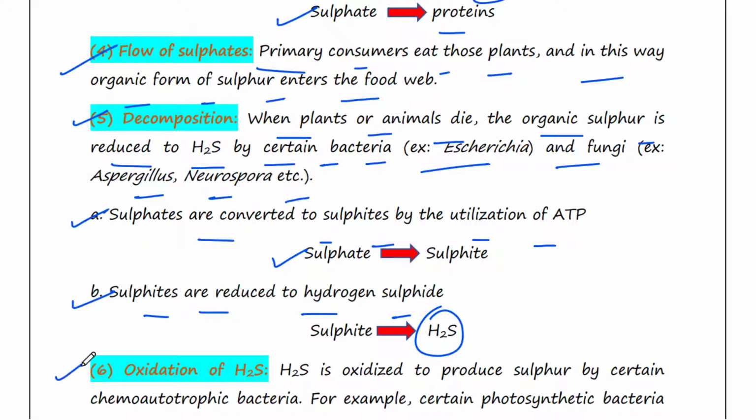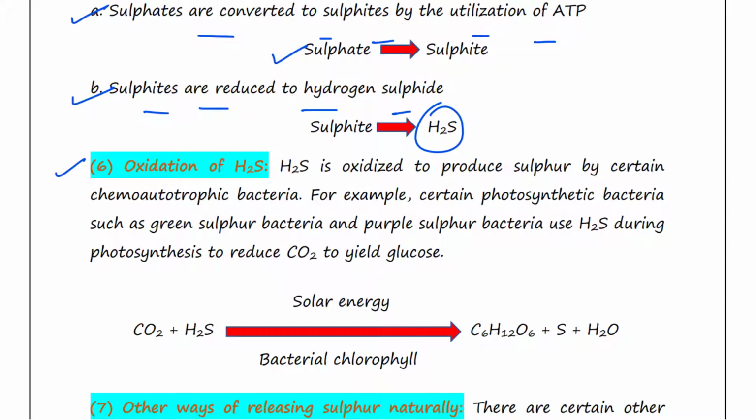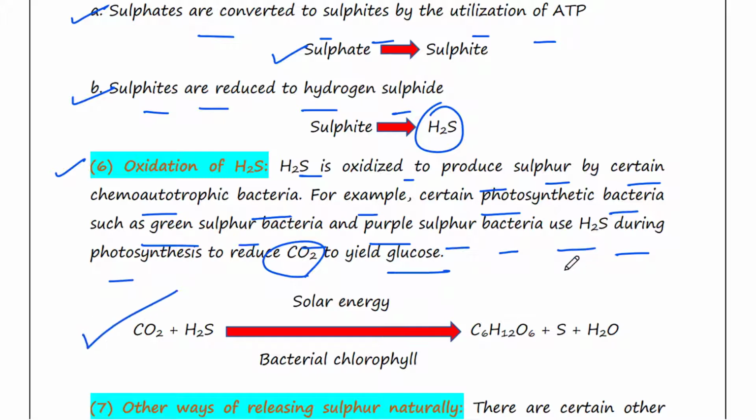And the next step is oxidation of hydrogen sulfide or H2S. Okay, so H2S is oxidized to produce sulfur by certain chemoautotrophic bacteria. For example, certain photosynthetic bacteria such as green sulfur bacteria and purple sulfur bacteria use H2S during photosynthesis to reduce CO2 to yield glucose like this. So sulfur is now liberated.